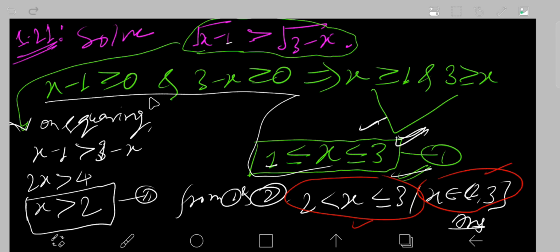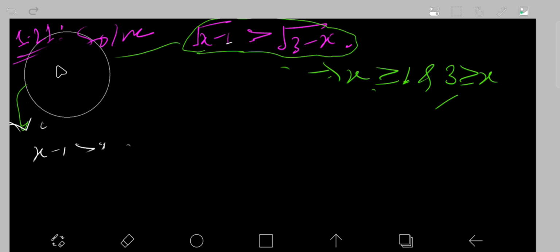Next we see question 1.22, question number 22. How do we solve it? The question says: solve this inequality, x plus square root x is greater than or equal to square root x minus 3.